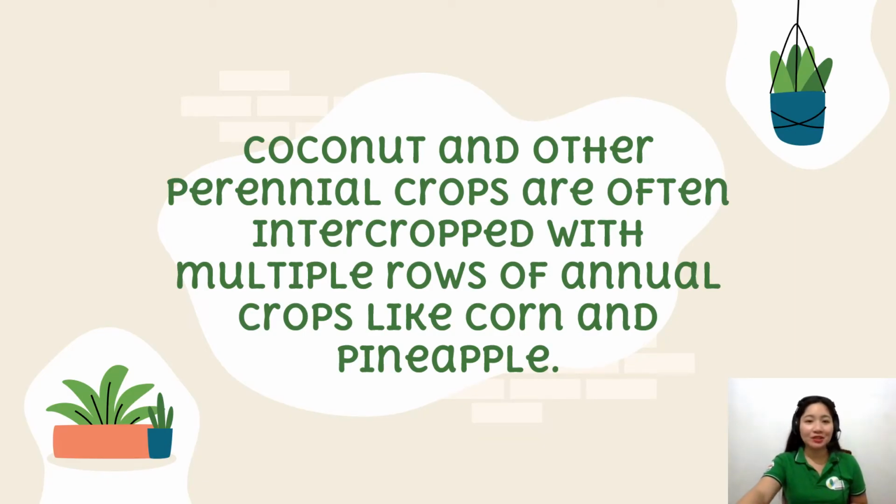Coconut and other perennial crops are often intercropped, class, with multiple rows of annual crops like corn and pineapple. This is a common practice of maximizing the use of vacant inter-row spaces when the main crop has not fully developed, thus allowing sufficient light exposure. In some farms, class, the intercrop consists of multiple rows of such crops as coffee, cacao, and banana. In this system, both single row planting for the main crop and multiple row planting for the intercrop are combined.